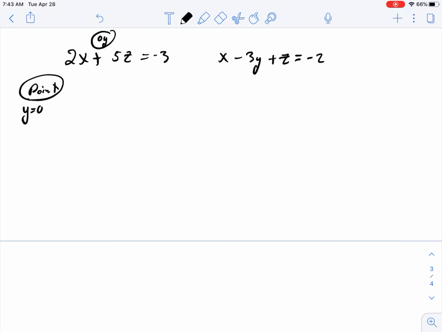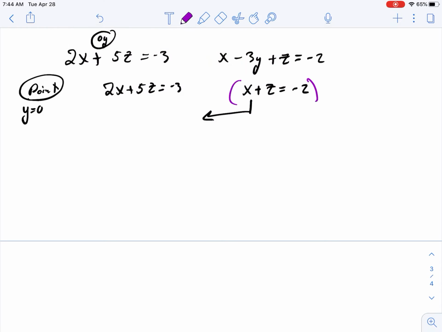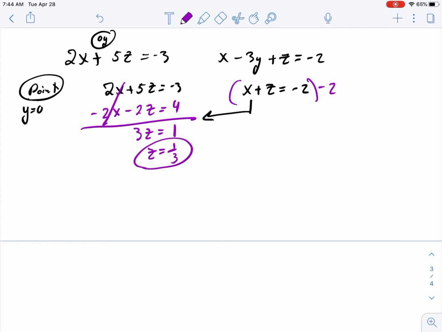So now if y is already 0, let's just keep it that way. And therefore we'd have the trace be 2x plus 5z equals negative 3. And if y is 0, you have x plus z equals negative 2. Okay, so dumping this in here, I'm going to go ahead and multiply everything by negative 2. So I have negative 2x minus 2z equals 4. Cancels out. 3z equals 1. z is 1/3.